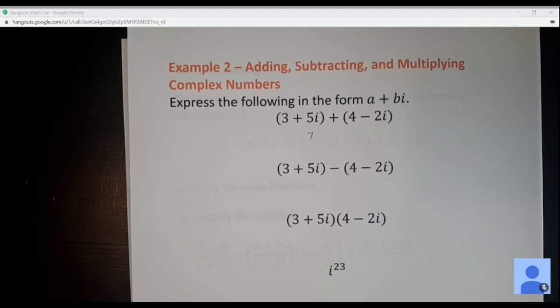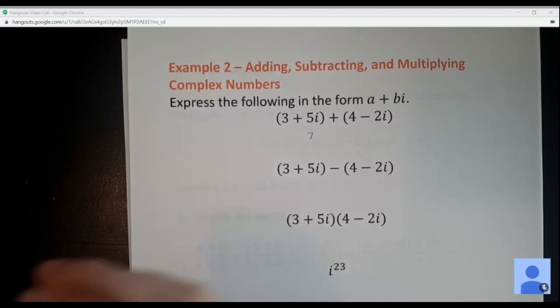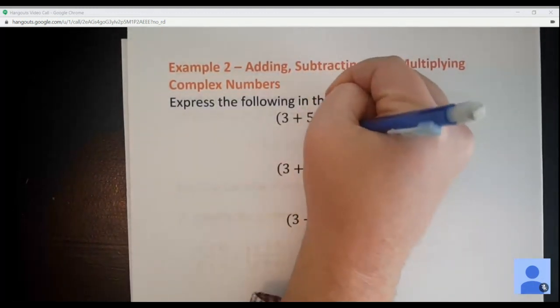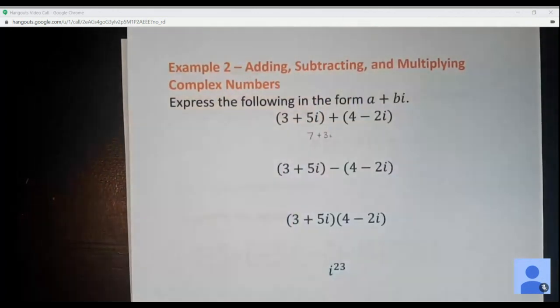So if we have a positive 5i and then a negative 2i, good. So it's going to give us a 3 as the coefficient. And in this case, we're actually going to even include the i because we're trying to get it into that form a plus bi. So this is going to be positive 3i now.